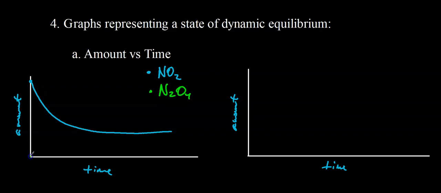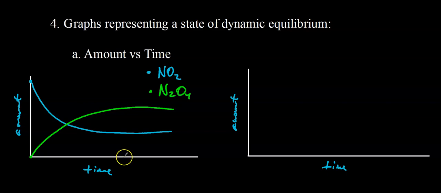How about the N2O4? So initially there's none. So we're going to start right there. It's 0. 0 N2O4 in the container. But as reaction 1 occurs, then the amount and concentration of N2O4 is going to increase. Again, not linearly with time, but something like this. And we get maybe something like this situation.